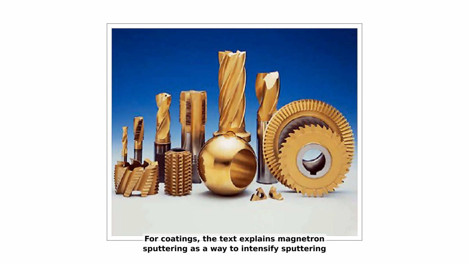For coatings, the text explains magnetron sputtering as a way to intensify sputtering using a magnetic field behind the target. The essential meaning is that electrons follow longer spiral paths, increasing ionization and sustaining a denser discharge near the target. When reactive gases are added, nitrides can be deposited, and ARC-PVD is cited by Erkins and colleagues in 2011 for tools and components. Figure 11 provides an example with TiN PVD-coated tools, connecting the discharge physics to visible industrial outcomes.